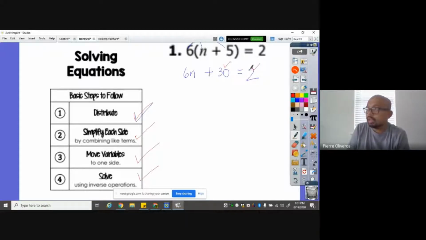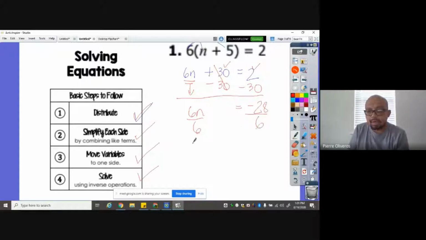So I have to move it. I have to do the inverse operation. I will subtract here by 30 and 30 on this side. Why am I subtracting 30? Because I can cancel this out, and I will leave the 6n by itself here on the left side of the equation. 2 minus 30 will give me negative 28. Divide them all by 6.